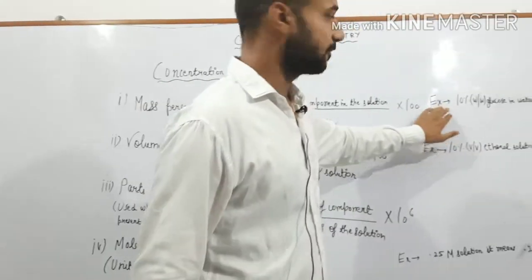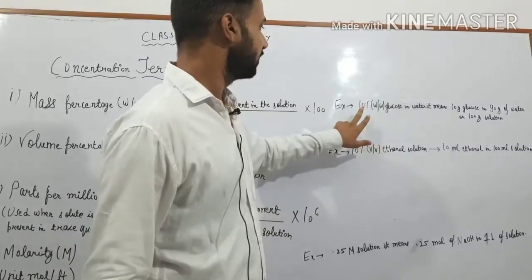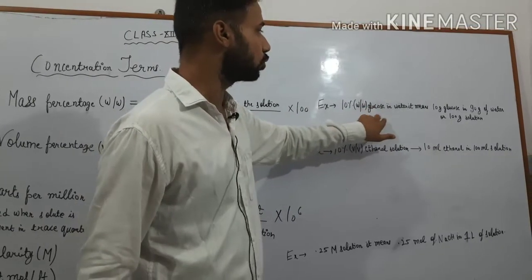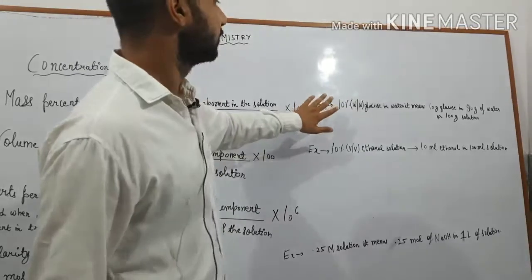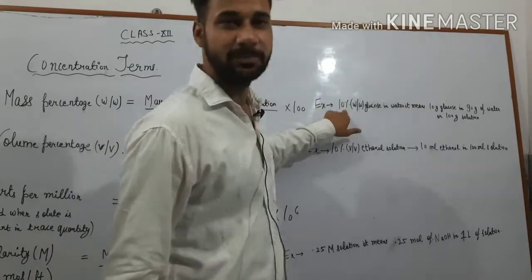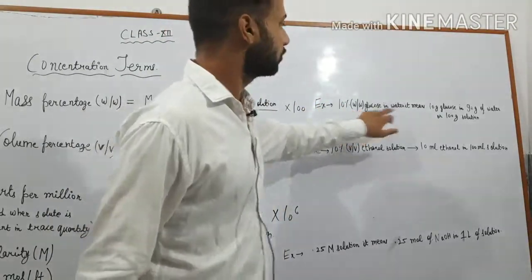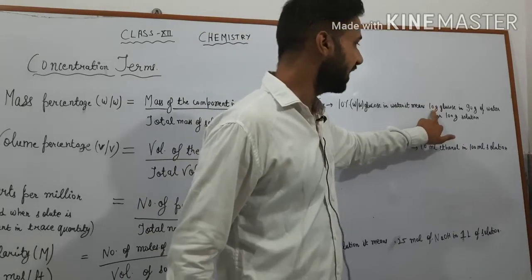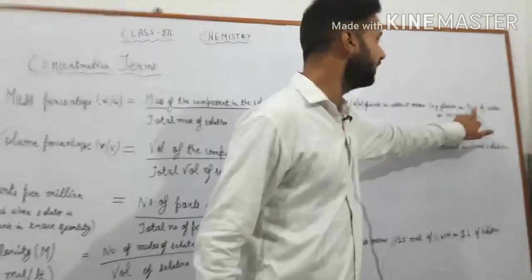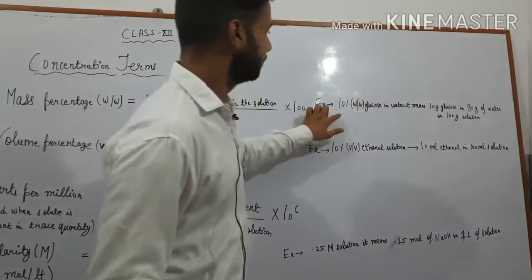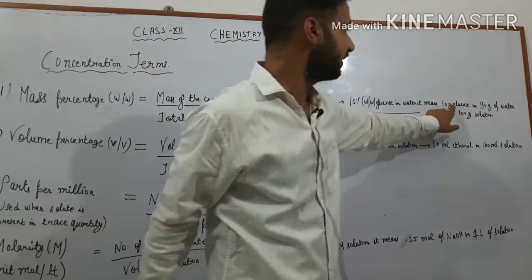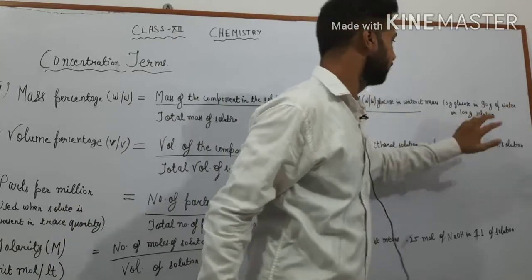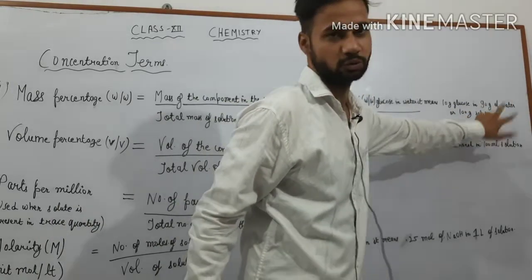For example, if the statement is written 10% weight by weight glucose in water, what does this statement mean? 10% means in 100. So this means 10 gram glucose in 90 gram of water, and 100 gram of solution.